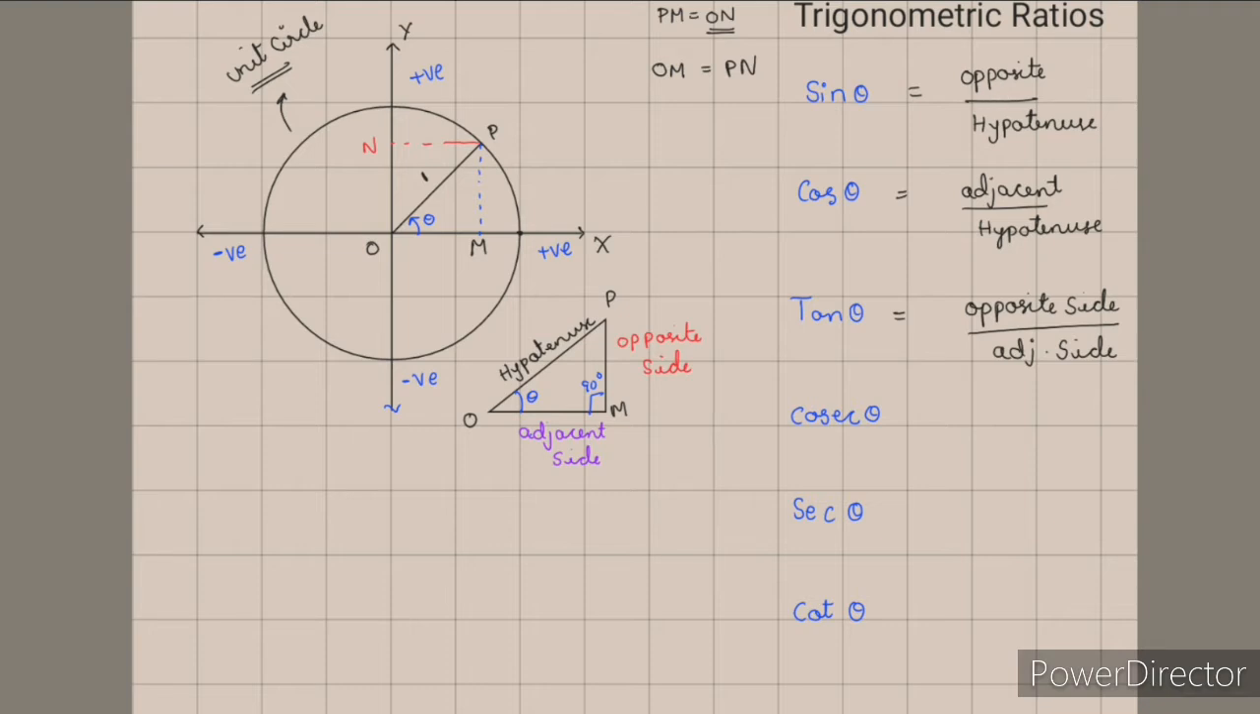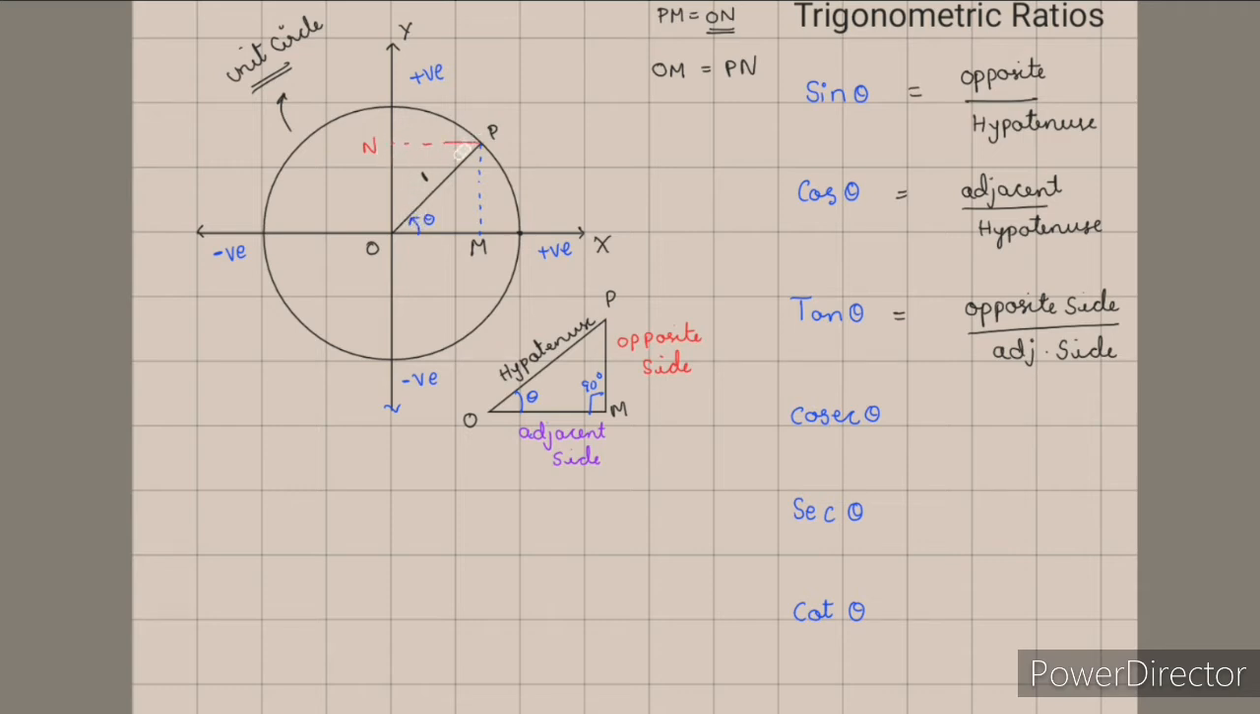So sin theta will be opposite side, which is PM, by hypotenuse. What is the hypotenuse here? 1. Similarly, cos theta is nothing but adjacent side, which is OM, by hypotenuse, which is 1. So cos theta is nothing but this OM or this red line, which is PN. Similarly, sin theta is nothing but opposite side, which is PM, by 1, which is also PM. This is the blue line. So sin theta is the length of this blue line. Similarly, cos theta is this line segment, which is PN.